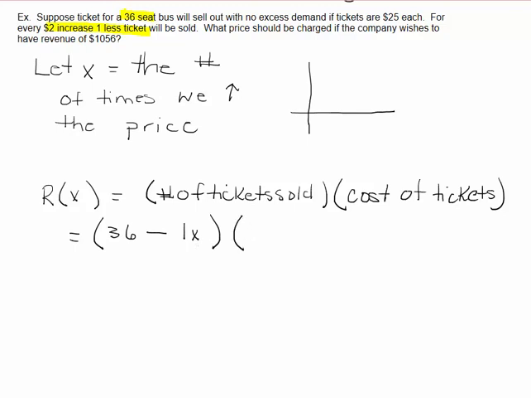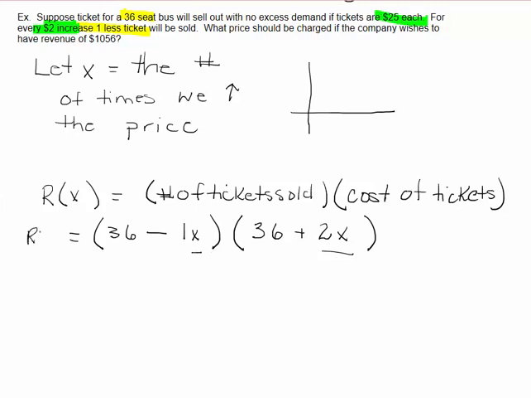So let's look here at the cost of tickets. What's it telling us? That they're $25 each, but an increase of $2 every time we increase the price. So we start at $25, and there's going to be an increase of $2 for every time we increase the price. So you can see here, if we increase the price 3 times, we're increasing by $6. Also, if we're increasing the price 3 times, there's going to be 3 less people that are going to attend.